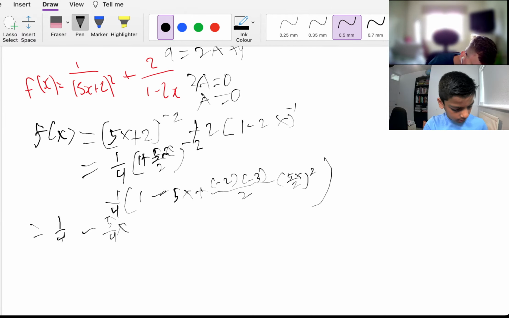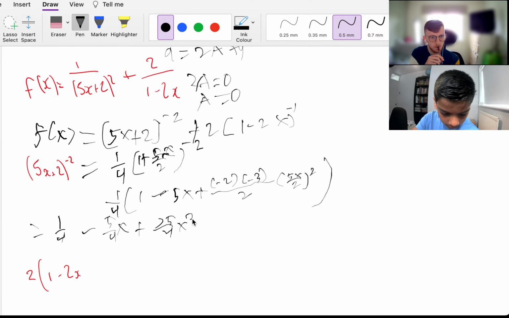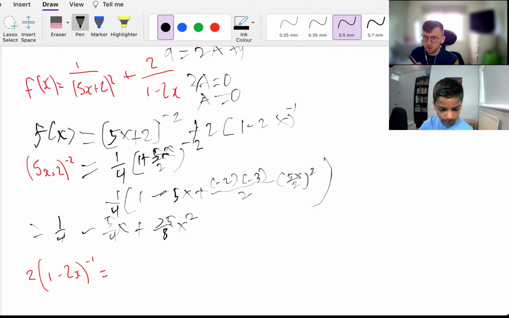And plus 3 times 25 over 4. That's 75 over 4x squared. Good. Yes, that's spot on. Oh, don't forget to square the 2 on the bottom. So you've got 5x over 2 squared becomes 8, and then don't forget you've got the quarter as well.